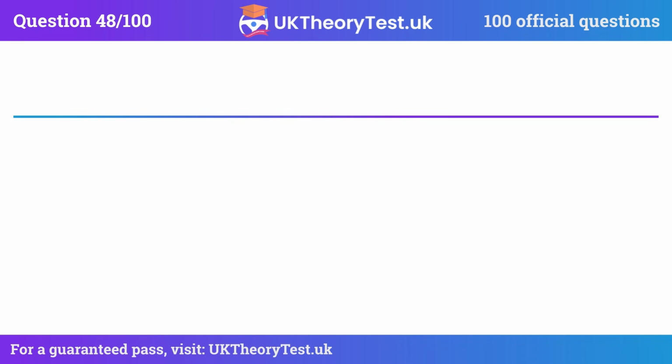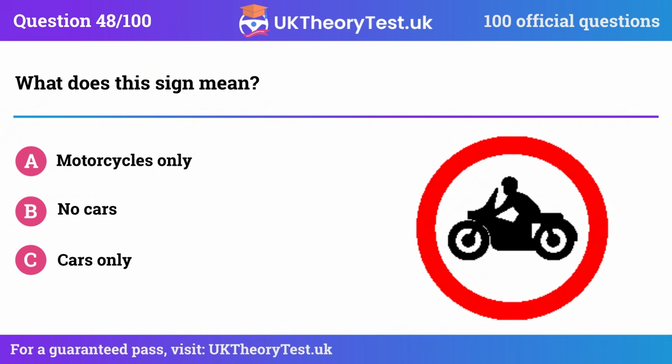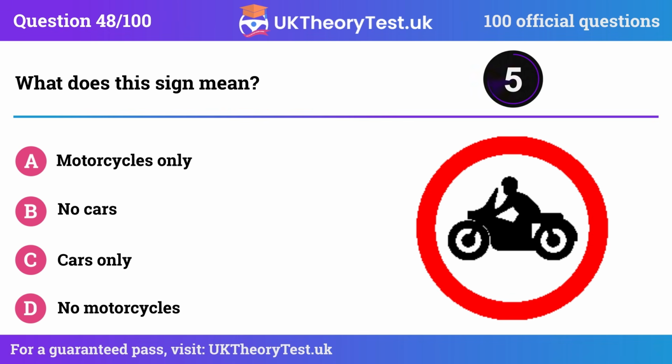Question 48. What does this sign mean? A. Motorcycles only. B. No cars. C. Cars only. D. No motorcycles.